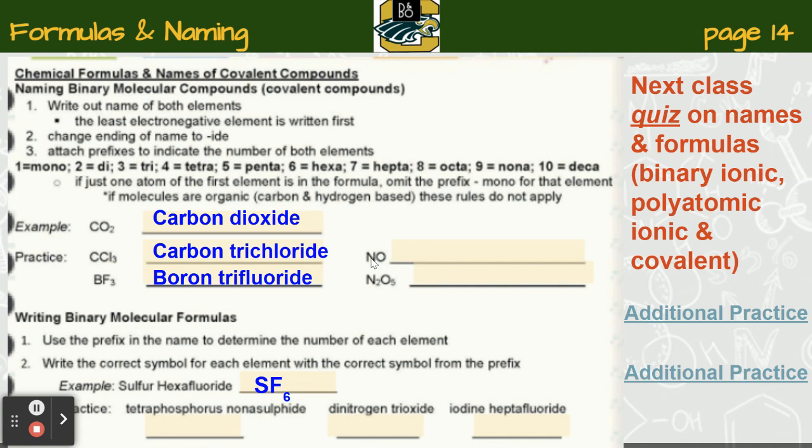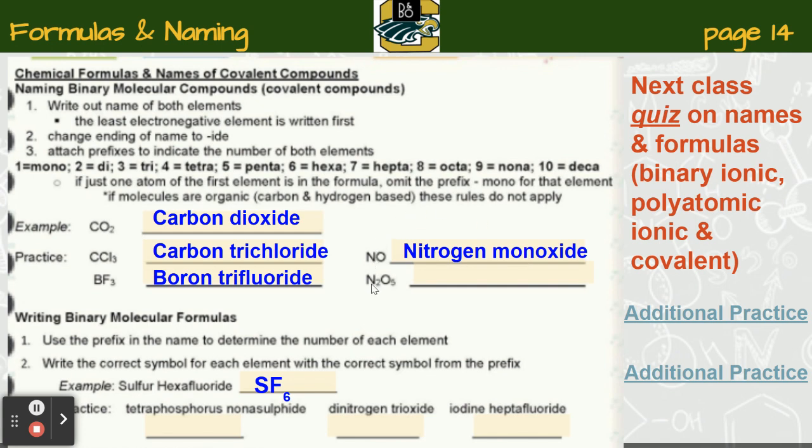Our next one, nitrogen and oxygen. So 1 nitrogen, 1 oxygen. On the first word, we never say the prefix for 1, which is mono. So we just say nitrogen. But on the second word, you still say the prefix for 1. So because this one has 1 as well, now we use that prefix. Mono and oxygen becomes monoxide. So this is nitrogen monoxide.